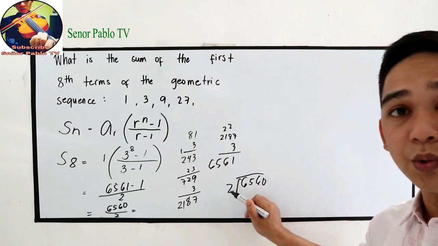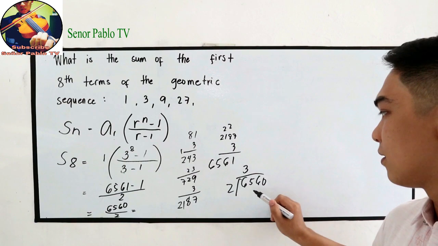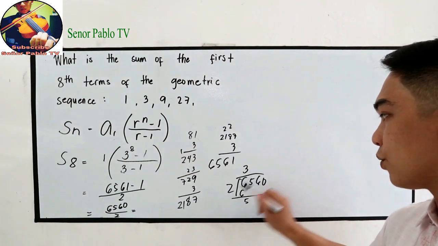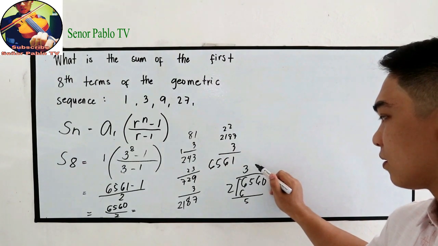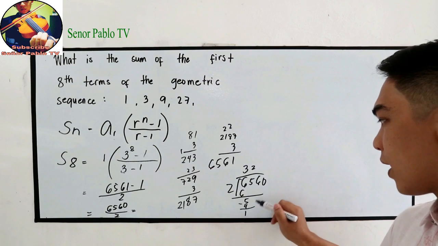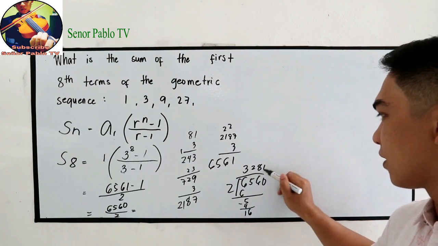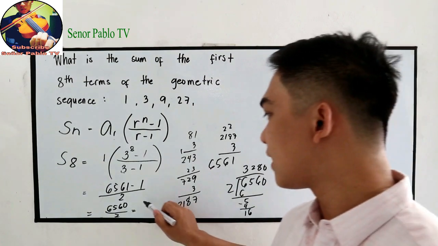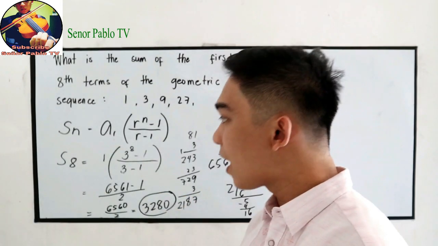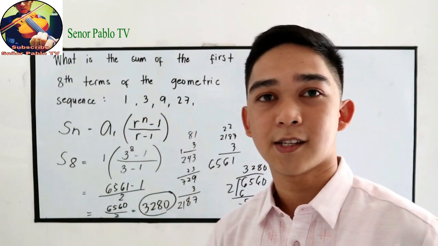So, divide natin siya. 6 divided by 2, 3. So, 6, bring down 5. 5 divided by 2, 2, 4. Subtract 1, then 6. So, 3,280. So, ito na ngayon yung sum ng ating sequence.